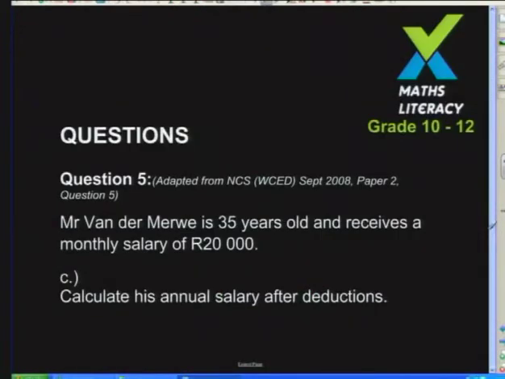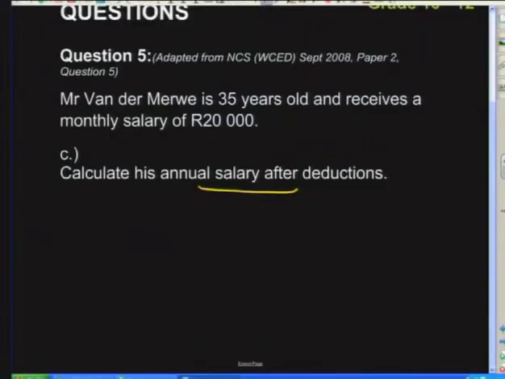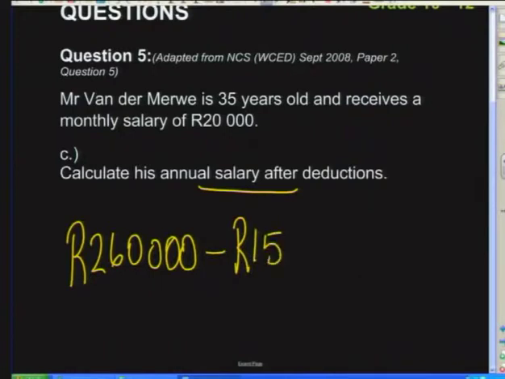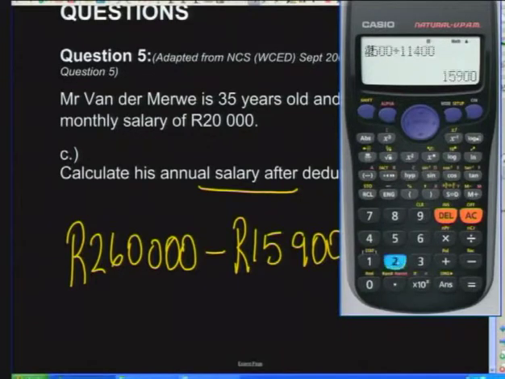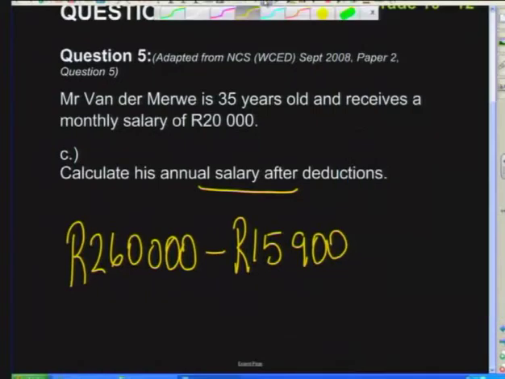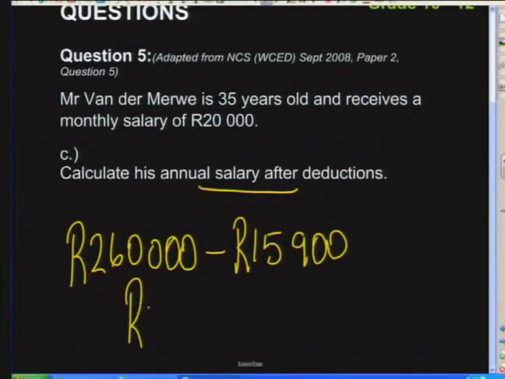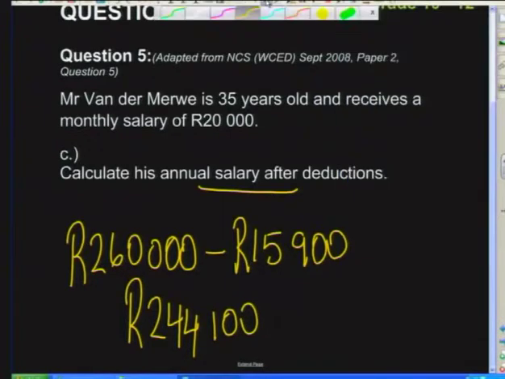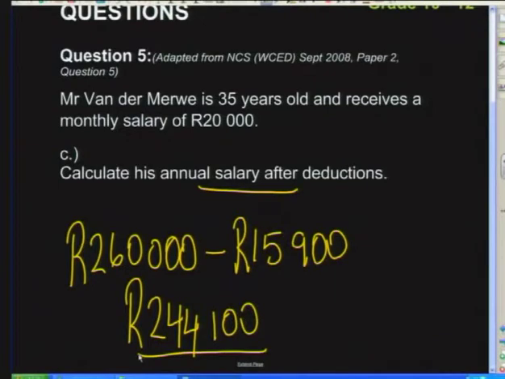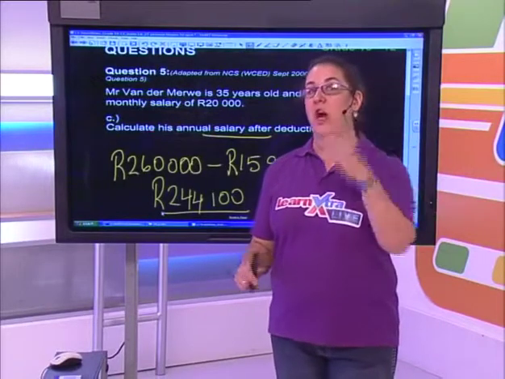Calculate his annual salary after his deductions. So his annual salary was R260,000 minus that R15,900. So on our calculator, we take our R260,000 minus our answer, and we get R244,100. So his total salary is R244,100. Was that what the number said? 244,100. So that is his taxable income. So tax is going to be calculated on that value.